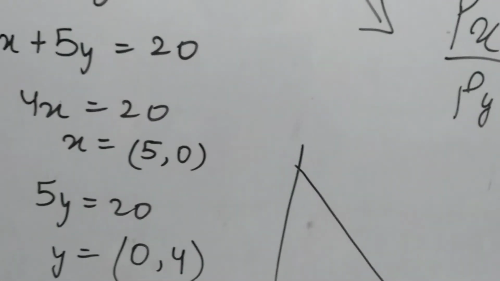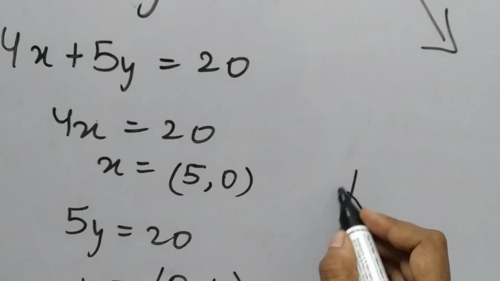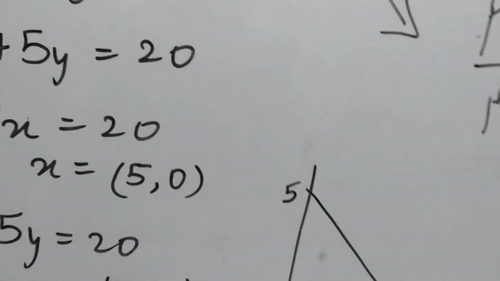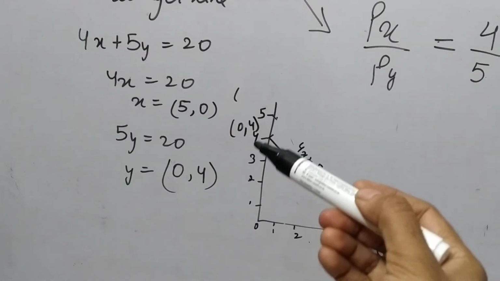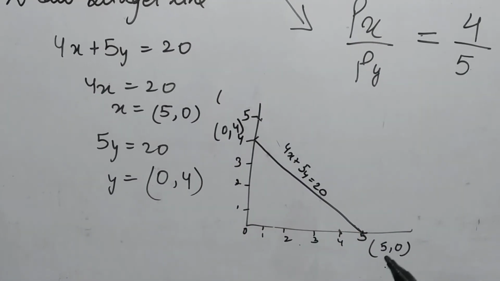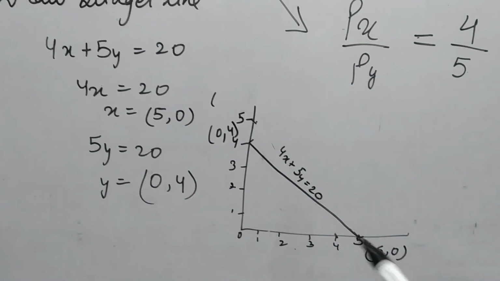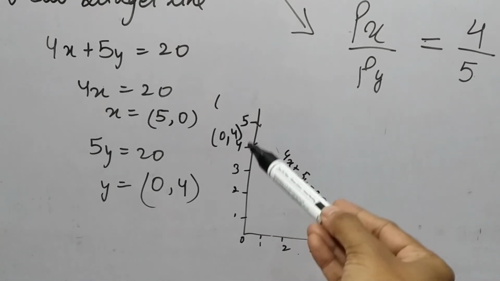So in this way we will show the points of x and y. 5 and 0, 5 is the point of x, y is 0. Similarly x is 0 and then y is your 4.